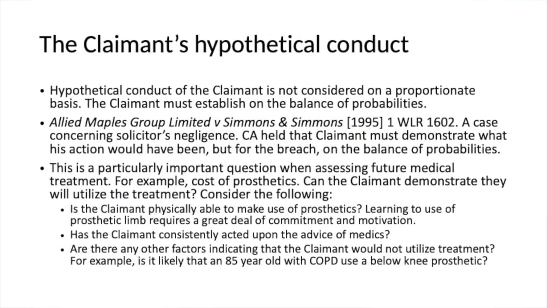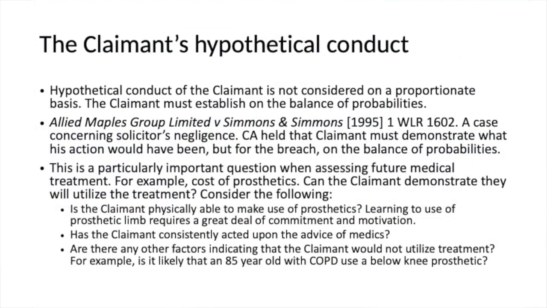Looking then at the claimant's hypothetical conduct, the hypothetical conduct of the claimant is not considered on a proportionate basis. The claimant must establish this on the balance of probabilities. So this is well known in the leading decision of Allied Maples Group and Simmons and Simmons, which was a professional negligence case involving the defendant firm of solicitors. The Court of Appeal held that the claimant must demonstrate what his actions would have been but for the breach on the balance of probabilities.